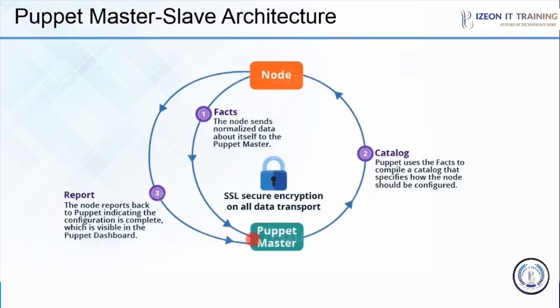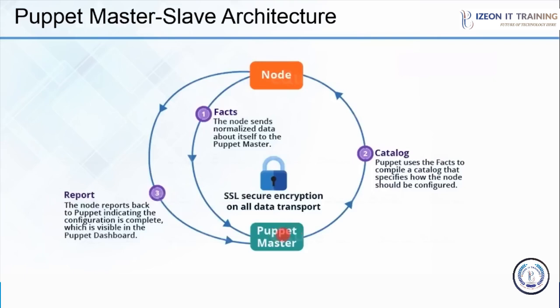Now these facts are then made available in Puppet Master's manifest as variables. Puppet Master uses those facts that it has received from the Puppet agent or the Puppet node to compile a catalog. That catalog defines how the slave should be configured. And the catalog is a document that describes the desired state for each resource that Puppet Master manages on a slave. So it is basically a compilation of all the resources that Puppet Master applies to a given slave, as well as the relationship between those resources.